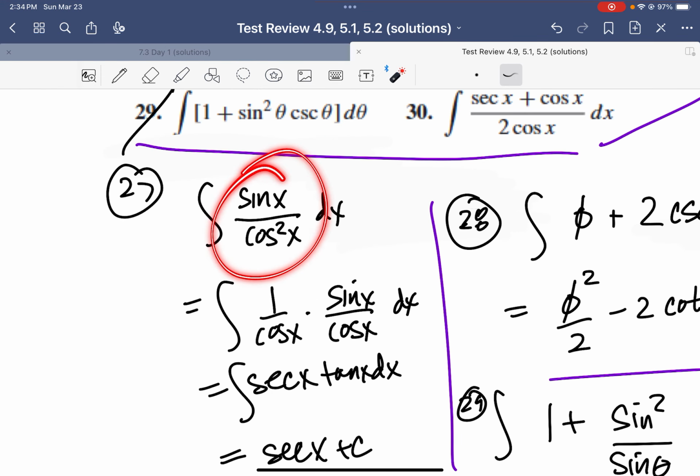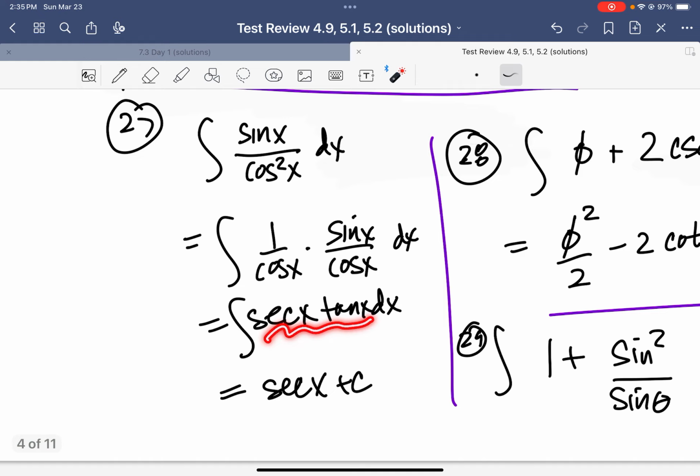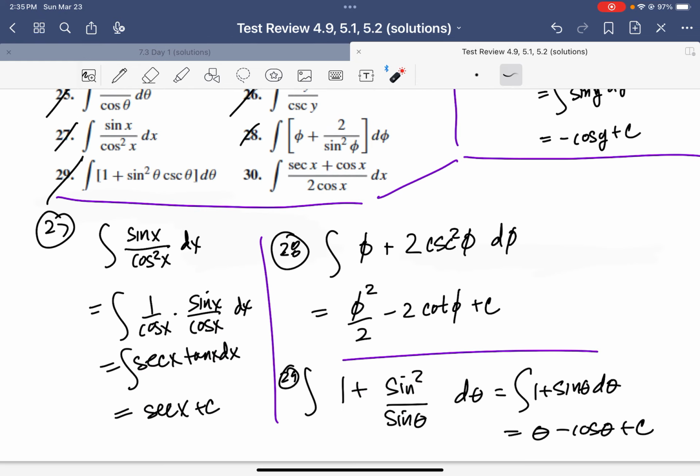27, if you have this, you can break it up into 1 over cosine times sine over cosine. But 1 over cosine is secant, sine over cosine is tangent, so the antiderivative of secant tangent is just secant. Don't forget your plus c.